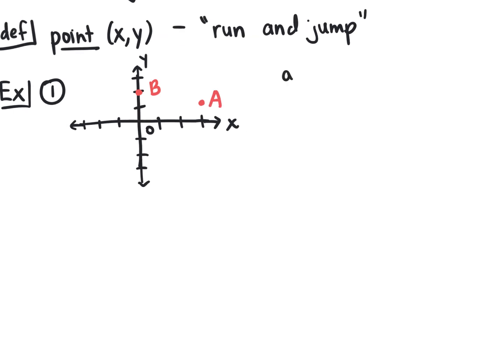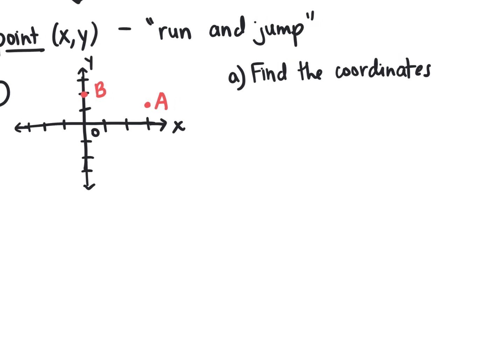Question A. Find the coordinates of A. So that means write A as an (x, y) point. Well, remember, we have to run and jump to get to A. So pretend that you're at (0, 0). If I'm trying to get to the point A, what number will I run to? I run to the number 3, and then I'll jump to the number 1. So this coordinate is (3, 1).